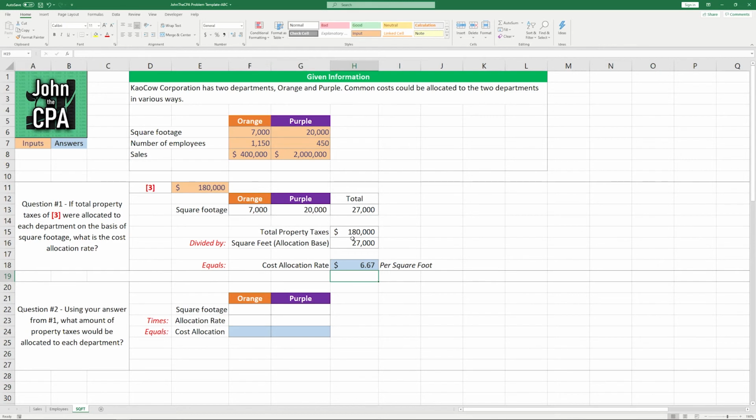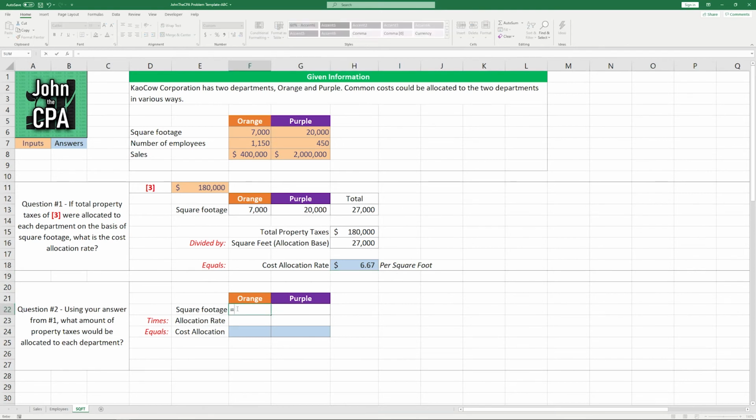$6.67. It's important to remember that if you're doing this for a test or for specific online homework, you may be asked to round this number. If I'm doing it in Excel now without any rounding, this is actually a much larger number, or a much more detailed number, I should say. But always follow the instructions on your homework or your assignment. But let's move on to question number 2. Using your answer from question number 1, what amount of costs are going to be allocated to each department?